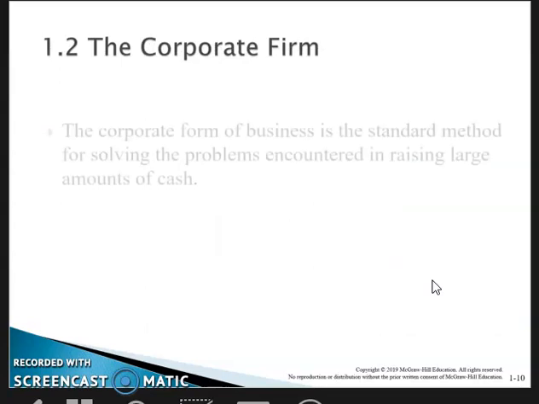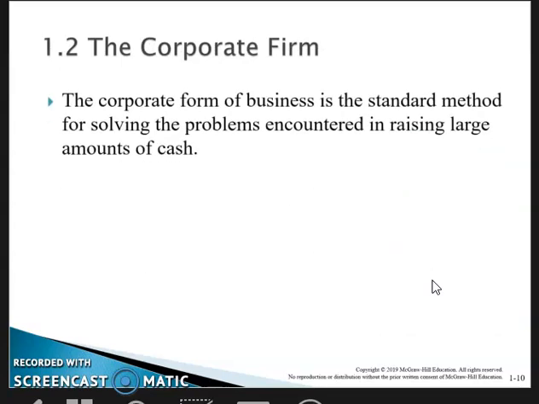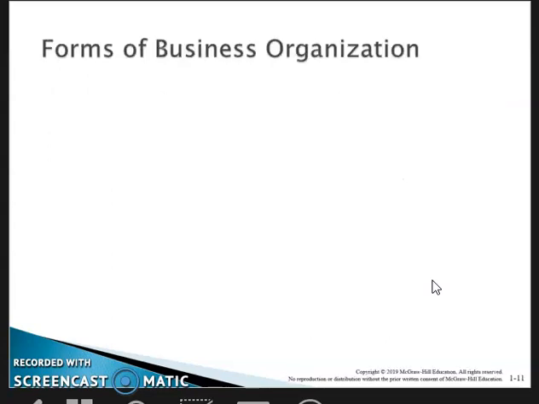So the corporate form of business is a standard method for solving problems encountered in raising large amounts of cash or capital. Business can take other forms. There are three forms of business organizations. First being sole proprietorship. A sole proprietorship has one owner. It's typically operated and managed by that one person.